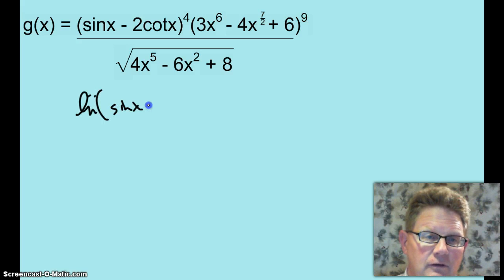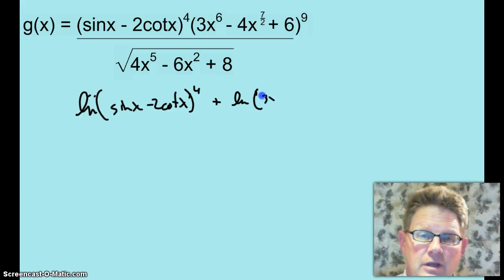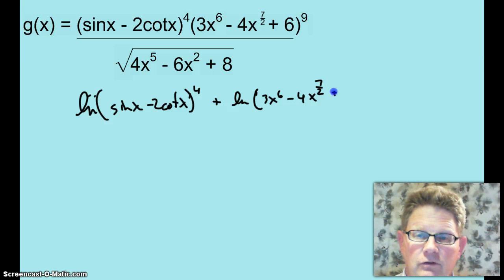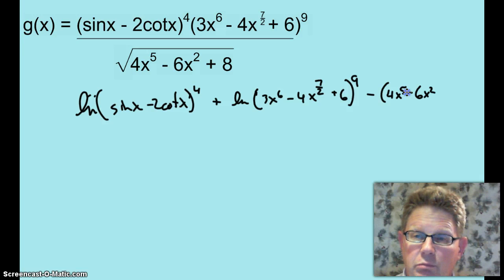Take the natural log of both sides, and then you're going to have the ln of sine x minus 2 cotangent x, all that raised to the 4th power, plus the ln of 3x to the 6 minus 4x to the 7 halves, plus 6 raised to the 9th power, minus 4x to the 5th minus 6x squared plus 8 raised to the 1/2 power, and this should be the ln of that expression.